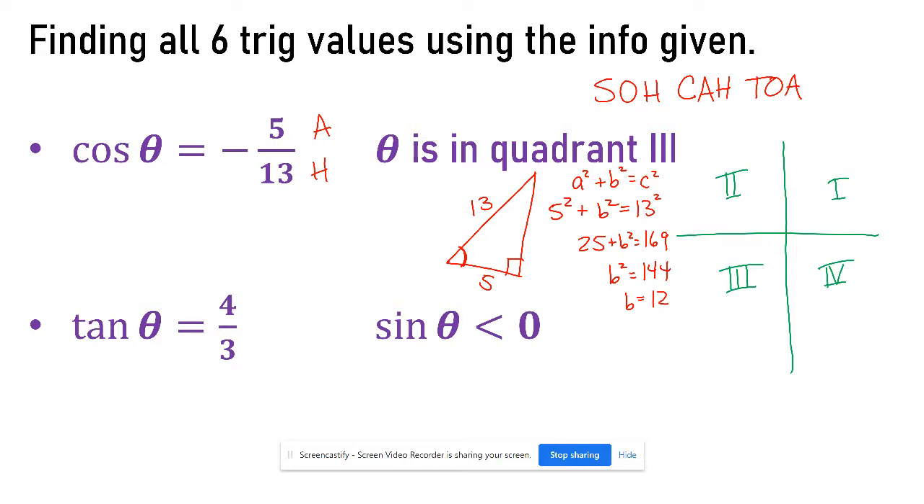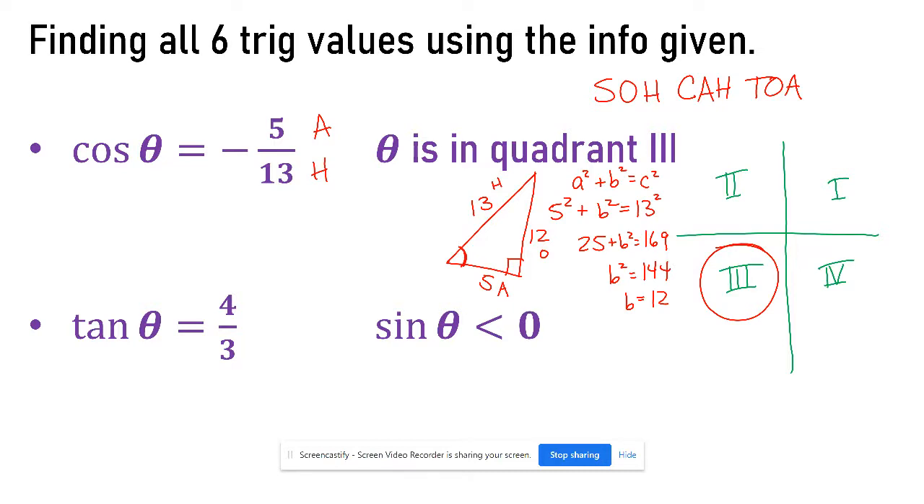You may have Pythagorean triples memorized if you ever had a chance to do that. That'd be a helpful thing here too. But this missing side is 12, and 12 is going to be the opposite side. The 5 is the adjacent side, and the 13 is the hypotenuse. So now I know that my 6 trig values will all involve some combination of those 3 numbers, the 5, the 12, and the 13. But I have to take into consideration this other piece of information I have. The angle that we are dealing with here is in the 3rd quadrant.